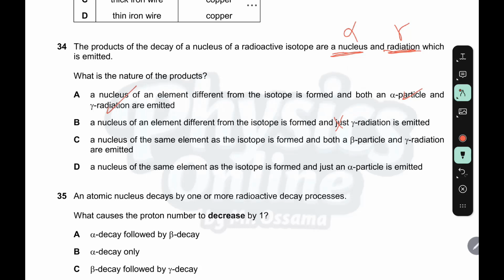A nucleus of the same element as the isotope is formed, and beta and gamma radiation. As beta is emitted, we don't have the same element. So this one is wrong. A nucleus of the same element as the isotope is formed and just alpha particles. If we have alpha particles, it's not the same element. Okay, so the answer is A.